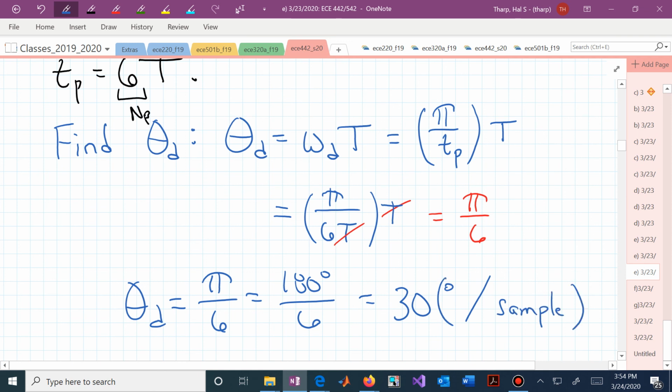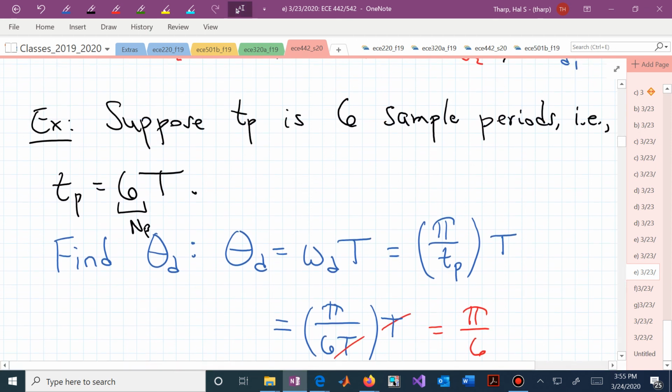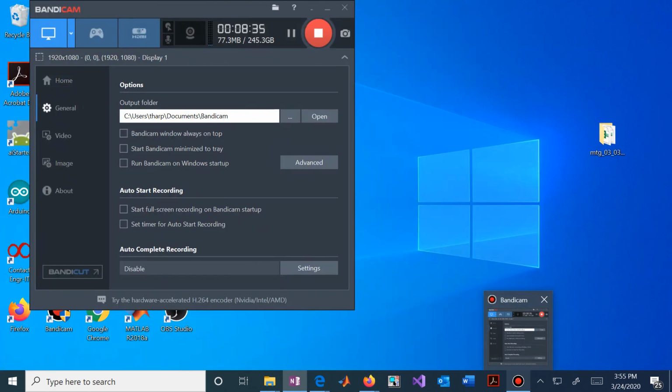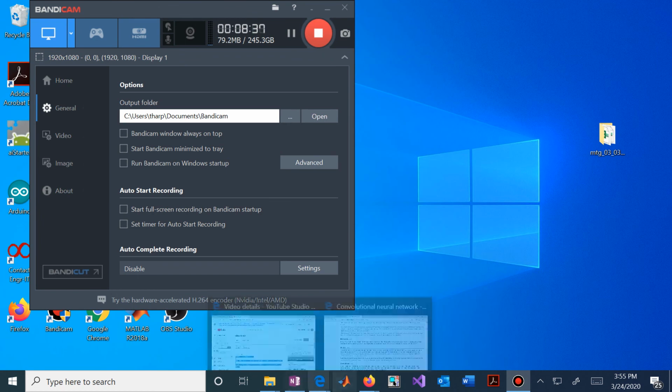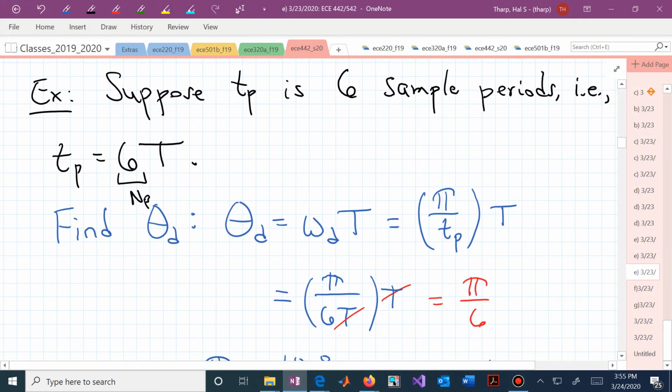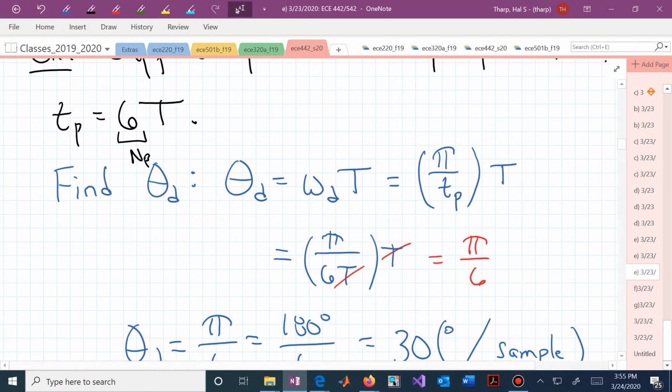So this is 30 degrees per sample. As we think about these poles, theta sub d is the location of a set of complex poles, and that's located at an angle of 30 degrees if we want a peak time to occur after 6 samples. And you can run through different scenarios and find different values for theta sub d depending on how quickly or slowly you want that particular response to peak.